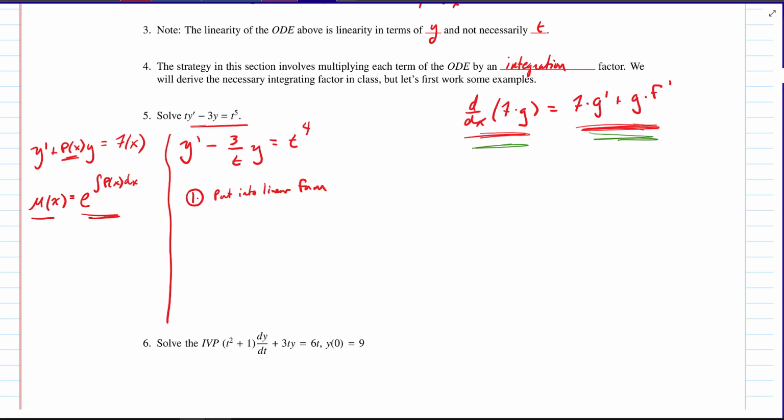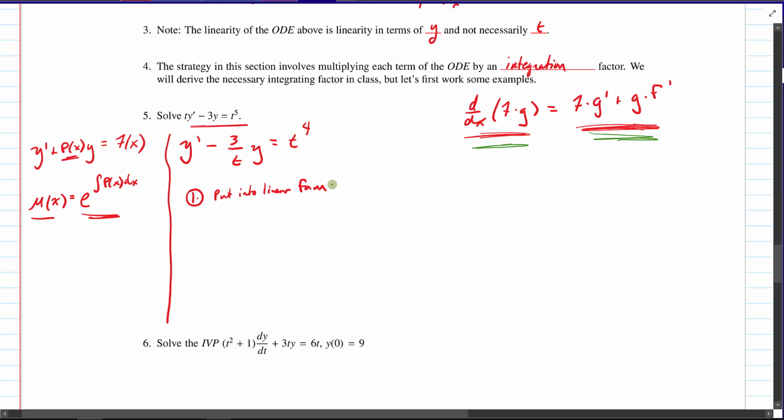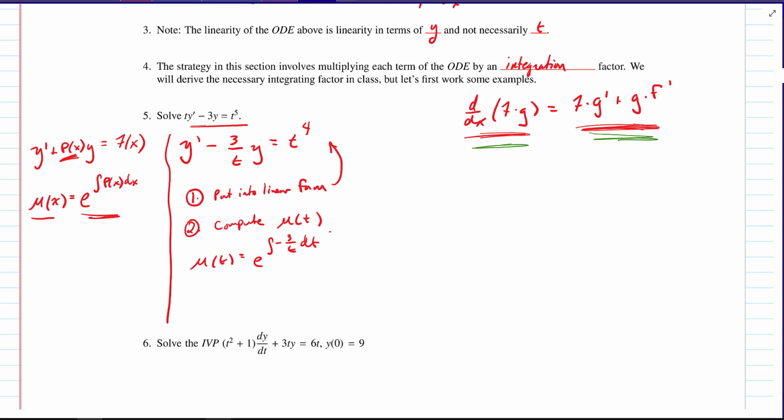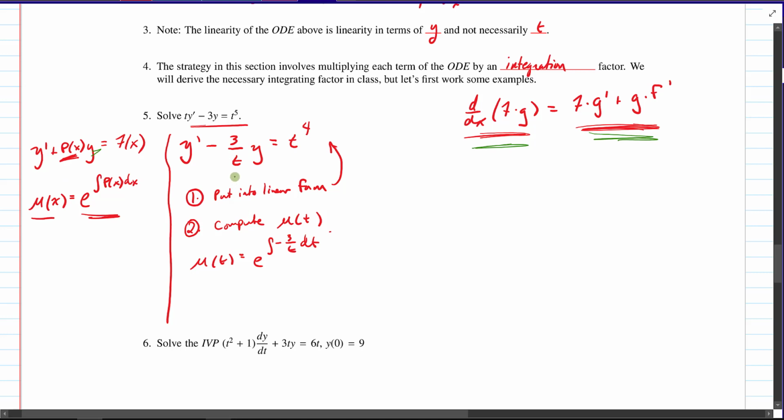So we put it into linear form. That's what we did in this first step right there. And the next thing we're going to do is compute the integrating factor. So mu of t, in our case, is e to the integral of minus 3 over t dt. So who's playing the role of that p function that's right in front of the linear component y? In this case, it is that minus 3 over t, and so that's what I'm integrating and then raising e to that power.